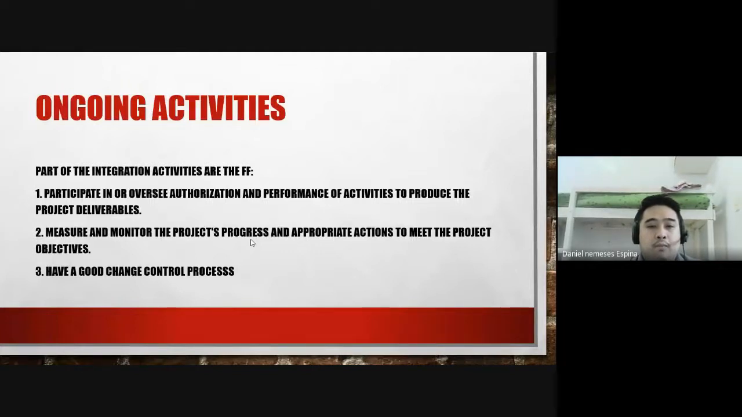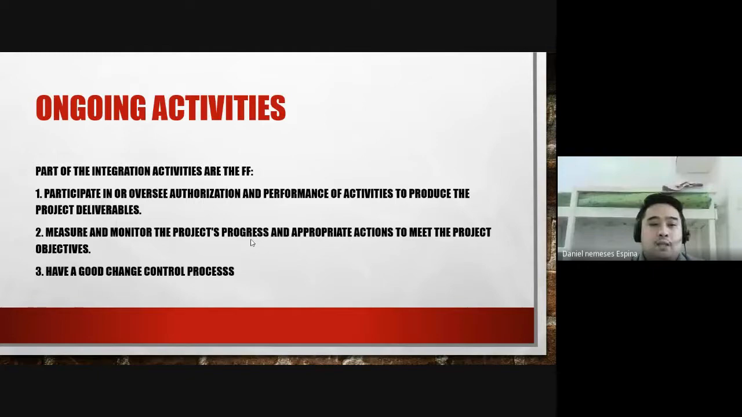And third, have a good change control process. So change control processes. You don't just undergo change casually. There should be authorization, or at least a document that will give you evidence or proof that the change is being requested by one of your customers or from your clients.